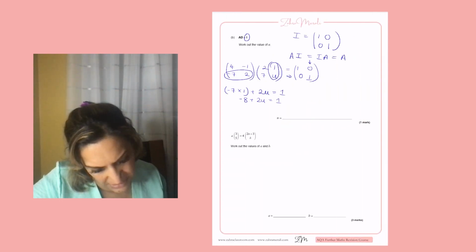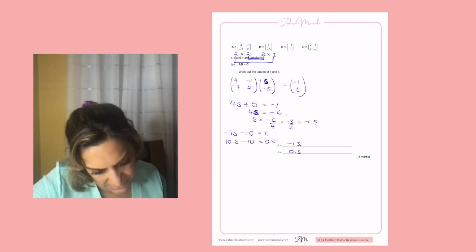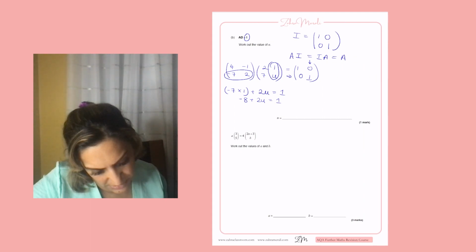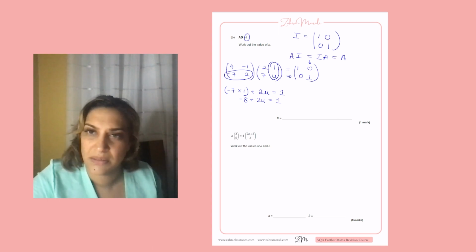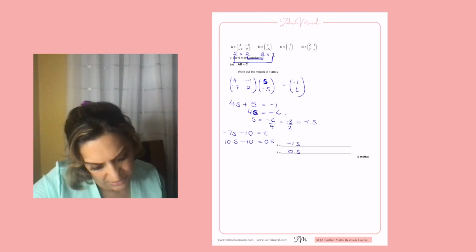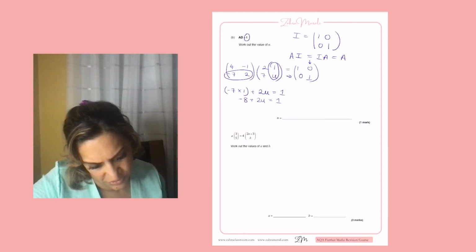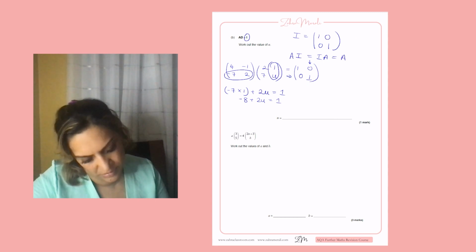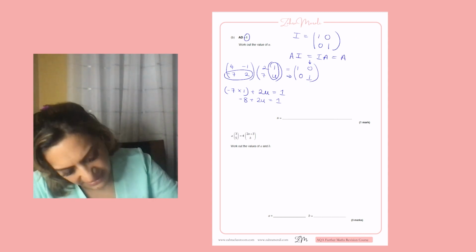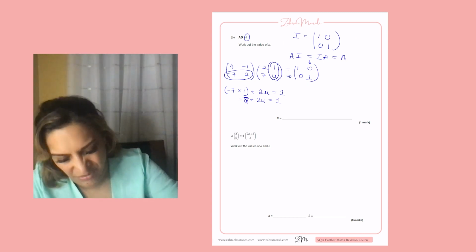So we've got A multiplied by D multiplied by D minus 7 plus 2u equals 1. Oh, I've made that 8 somehow. I wondered what I'd done wrong.